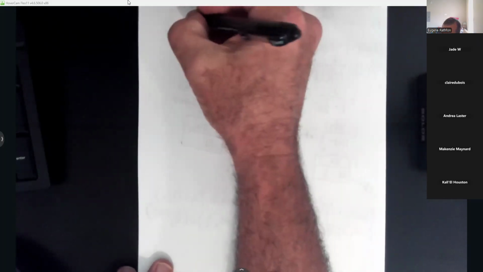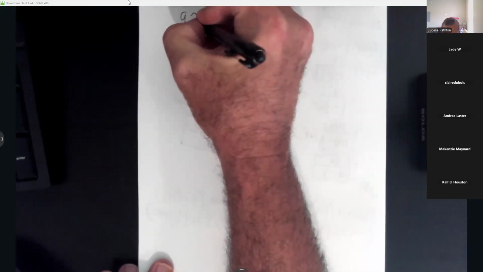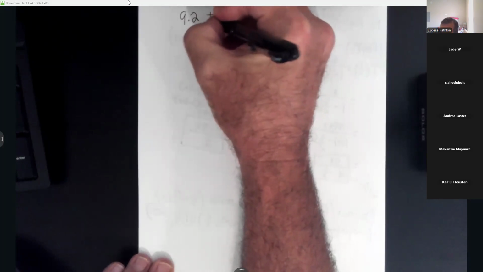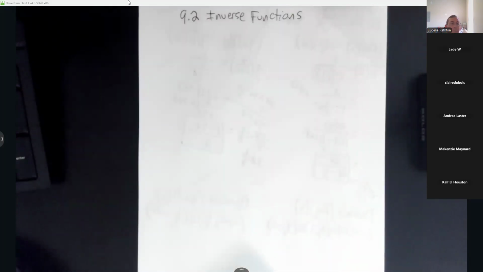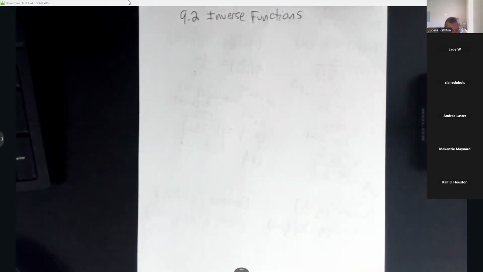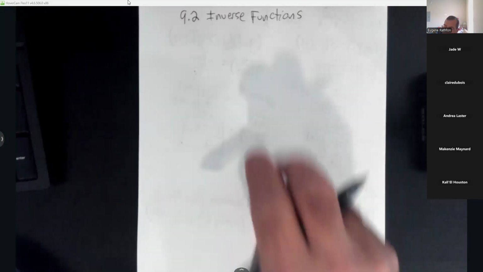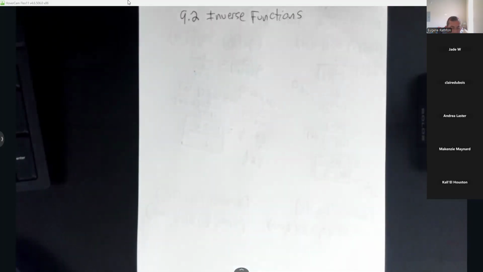Alrighty, y'all. So my next section is 9.2, and this one deals with inverse functions. All right, so before we get into the functions, we're going to look at what an inverse actually is, okay?